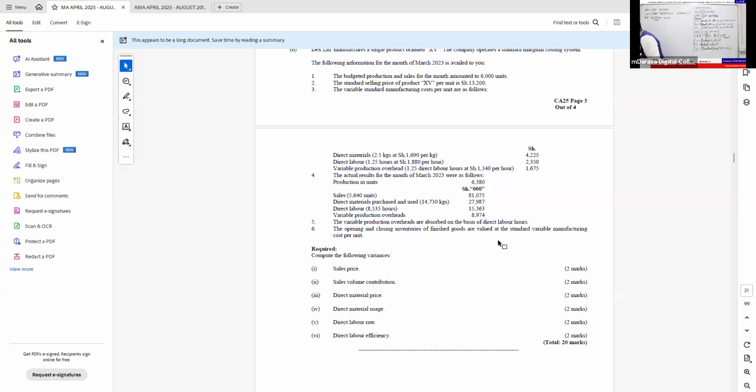Mwalimu, why are we not using the 6380? That is production in units. And for AQ, we want to look at the actual units sold. You see number 4. Production in units is 6380. But what about the units that you sell? The units sold, you're given here. Sales, 5640 units. And this is the value of the sales. That's the reason why we're using 5640 and not 6380. In order?